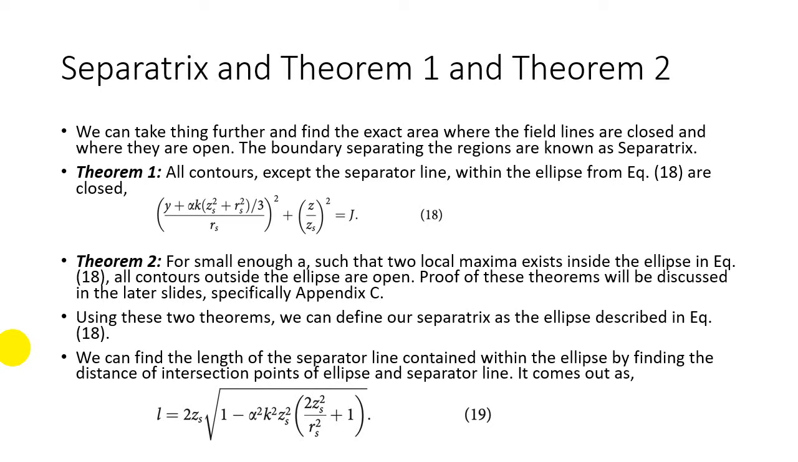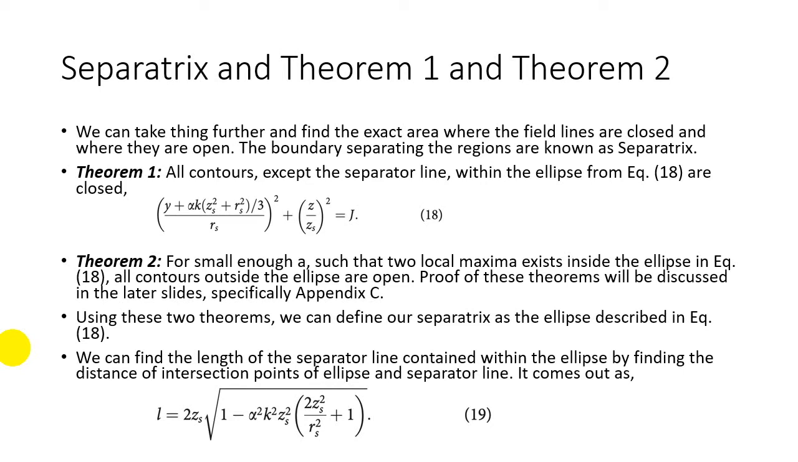The theorem is that all contours except the separator line, those inside this particular ellipse, which contains the critical points such as the two local maxima, are going to be closed, and all the contours outside of that ellipse are going to be open. So this is really important. You have to have these two local maxima inside that ellipse. Otherwise, this theorem doesn't work.